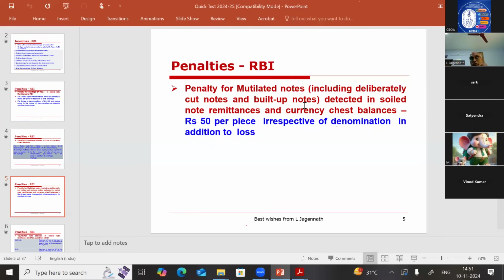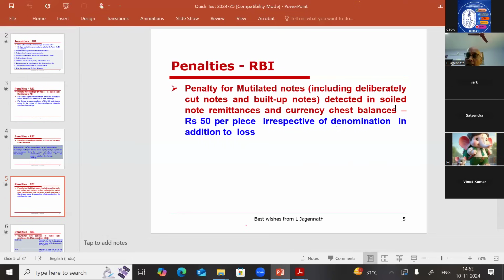Okay. So we have seen shortage in the soiled note remittance to RBI, and shortage in the currency chest balance of the banks wherever it is found out. Then, penalty for mutilated notes deducted in soiled note remittances and currency chest balance. Both are the same. If mutilated notes are found in the currency chest balance, or in a soiled note remittance: when you are sending soiled notes, you should not add the mutilated notes along with them. Mutilated note remittances should be sent separately.